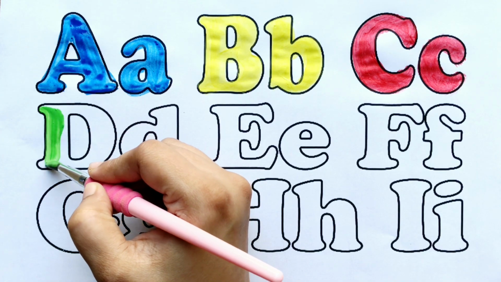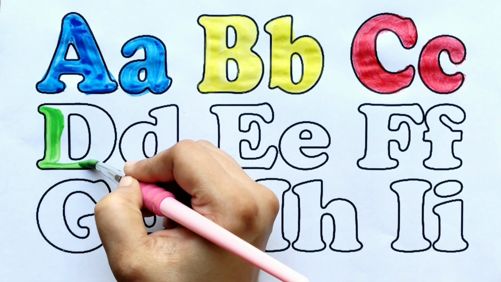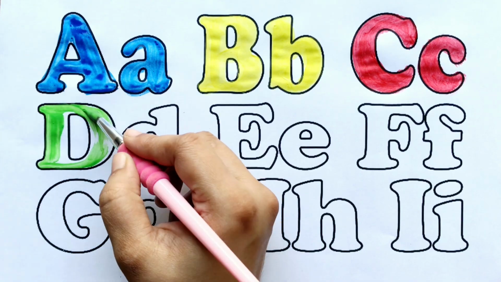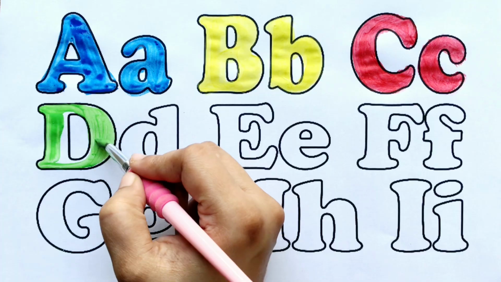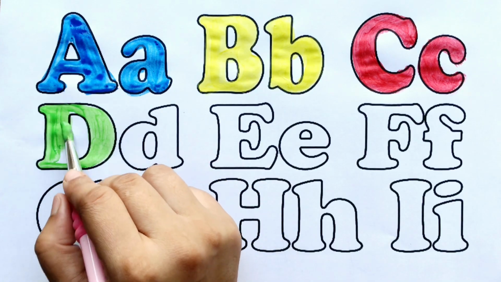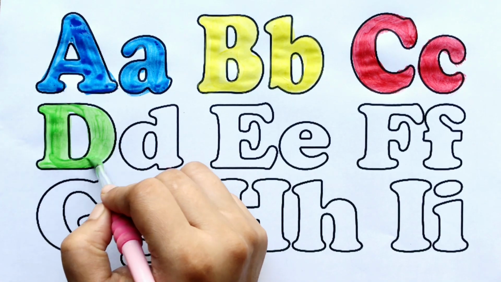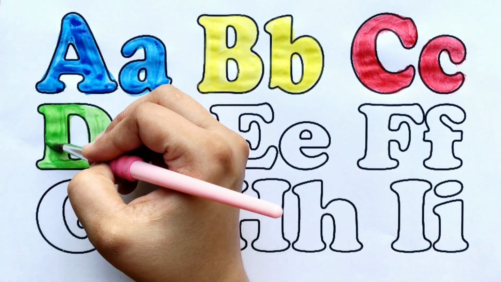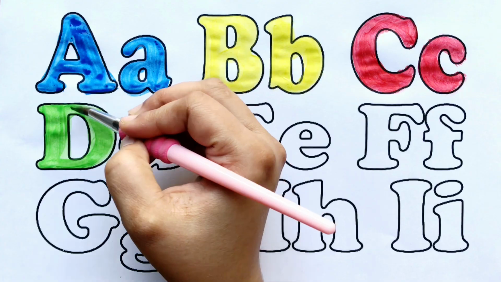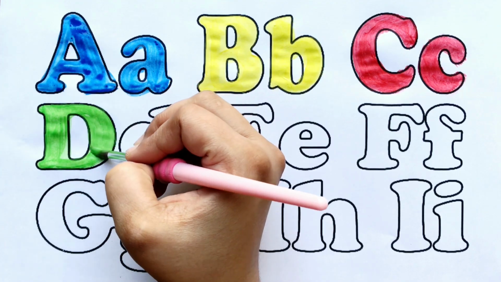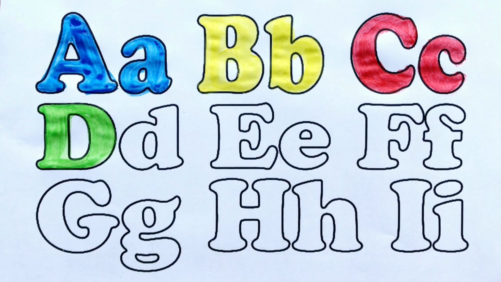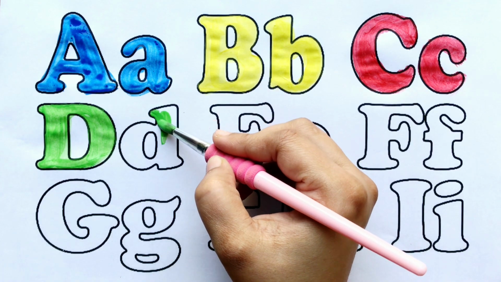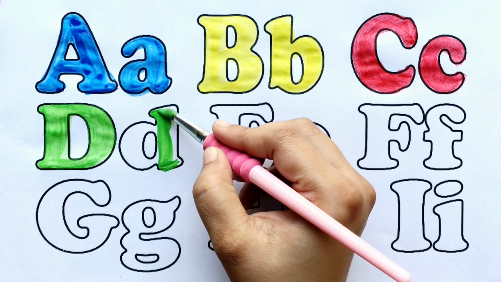Light green color. Uppercase letter D. D for duck. Lowercase letter d. D for dog.